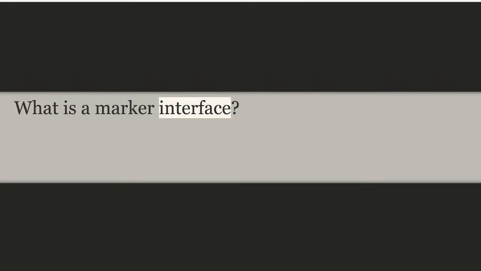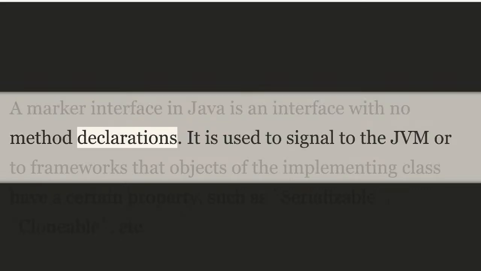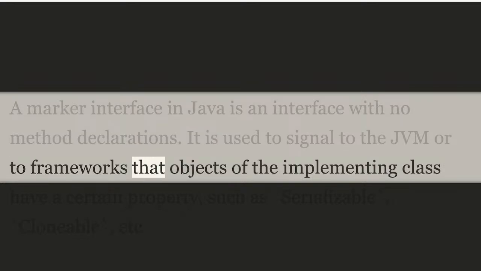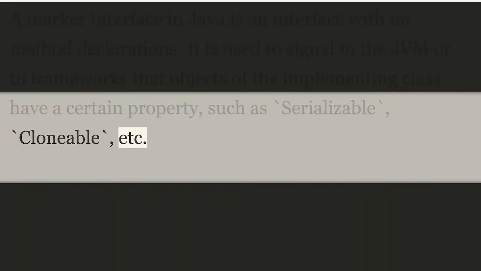What is a marker interface? A marker interface in Java is an interface with no method declarations. It is used to signal to the JVM or to frameworks that objects of the implementing class have a certain property, such as Serializable, Cloneable, etc.